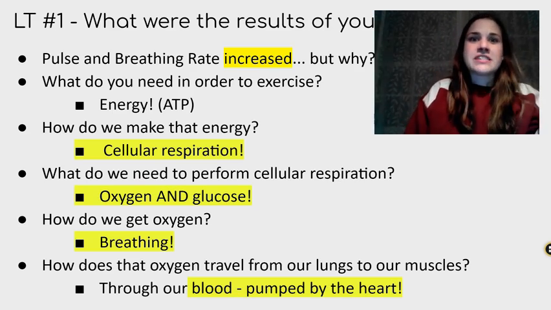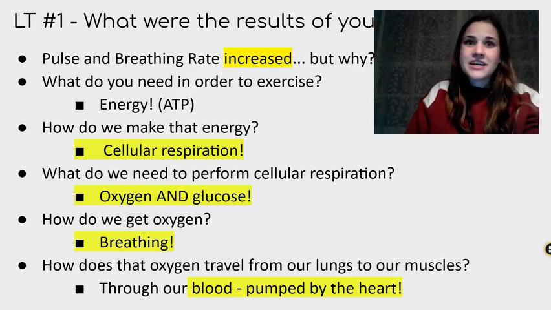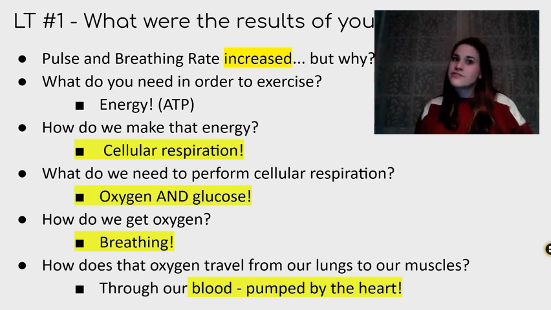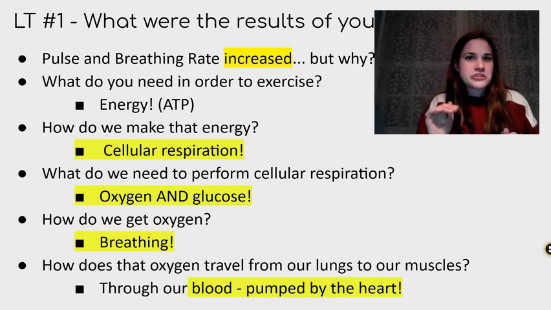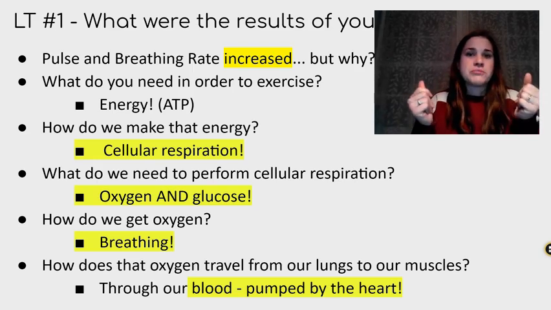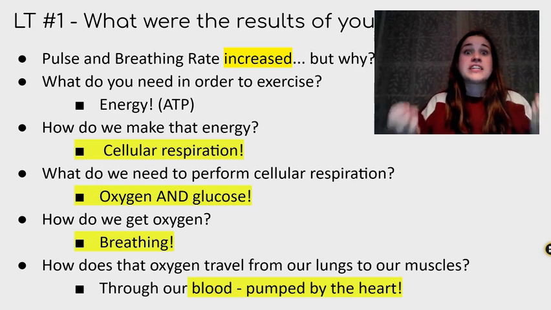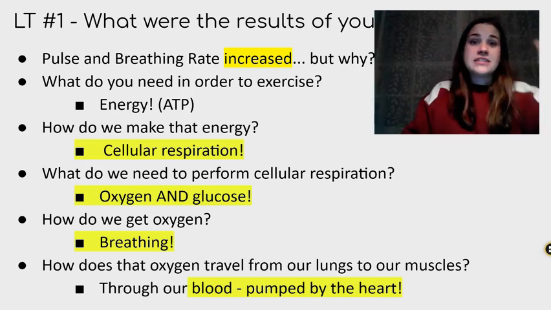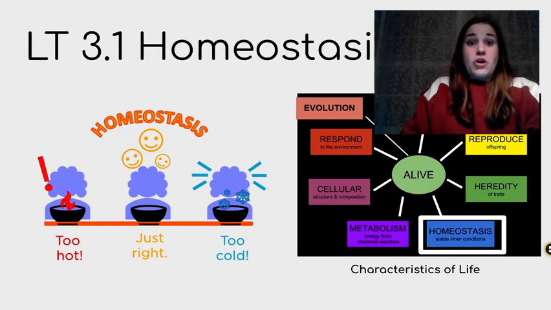Interestingly enough, though, a lot of this is actually regulated by the carbon dioxide production. The more carbon dioxide you produce as a result of cellular respiration slightly alters your body's pH, which triggers your body to want to increase your breathing rate to get that carbon dioxide out of your body. And all of that is to maintain homeostasis.